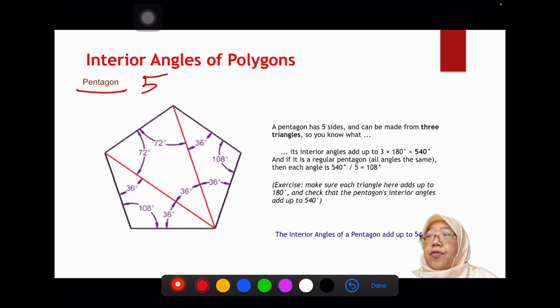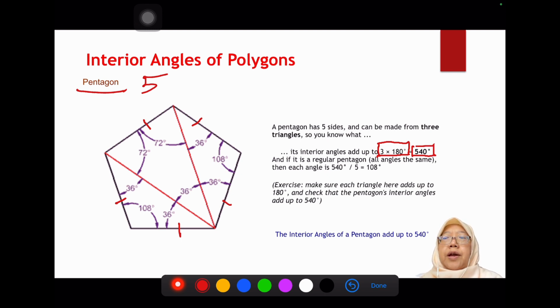Now for interior angles of polygons, we are looking at the pentagon. A pentagon has 5 sides: 1, 2, 3, 4, and 5. A pentagon with 5 sides can be made from 3 triangles, so you know its interior angles add up to 3 times 180. This will give you 540 degrees.